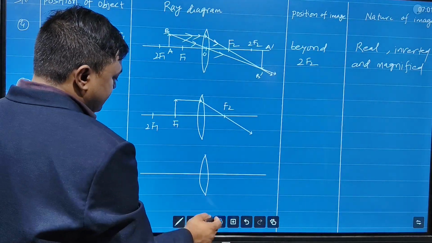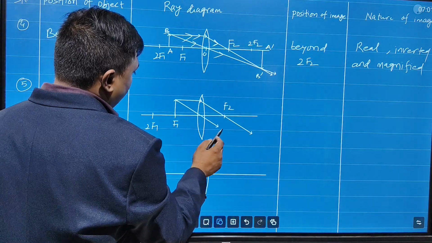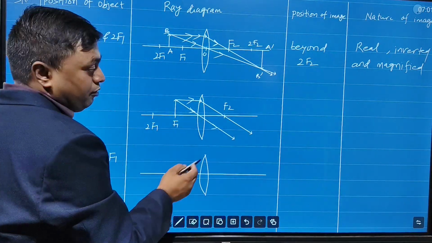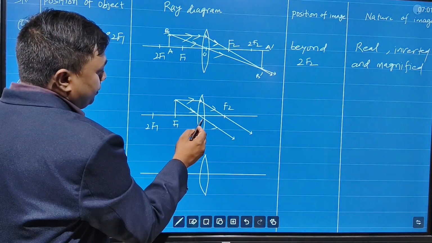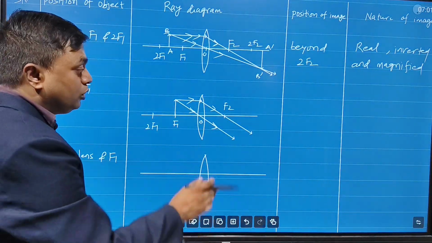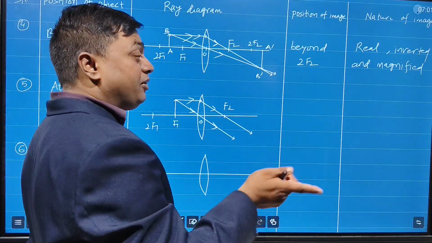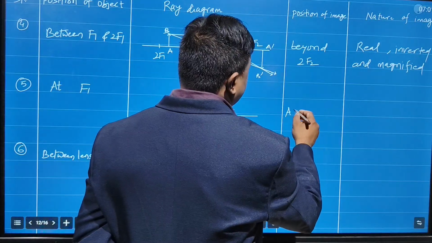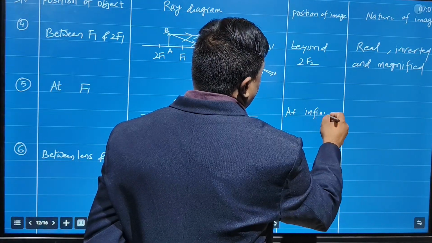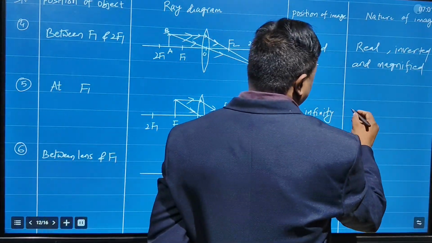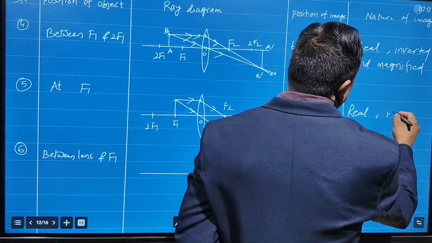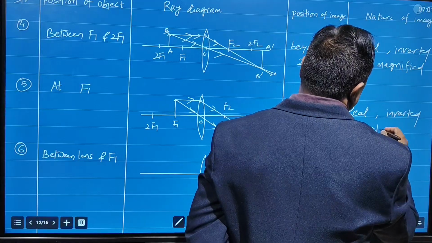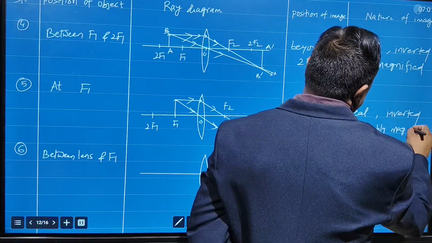Second, you pass a ray through the optical center. Once you pass through the optical center, it will go undeviated. You can clearly see when the ray of light is parallel, it will pass through the focus. Whenever it is passing through the optical center, it will go undeviated. It seems to be parallel, but they will meet somewhere at infinity. So the image is also formed at infinity. In this case, a real image is formed, real, inverted, and highly magnified.